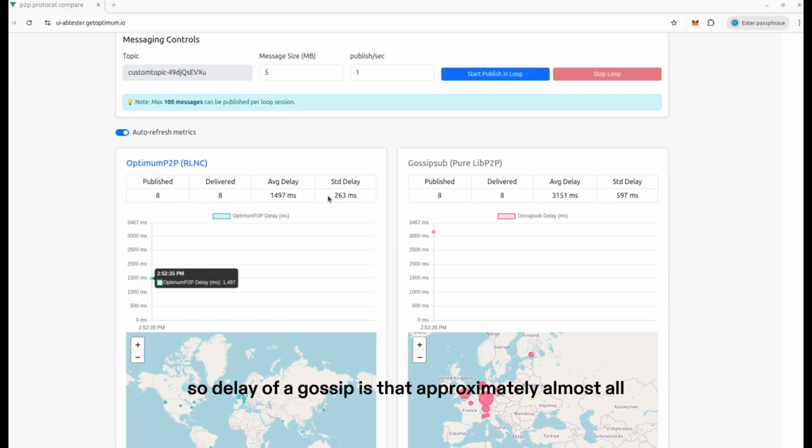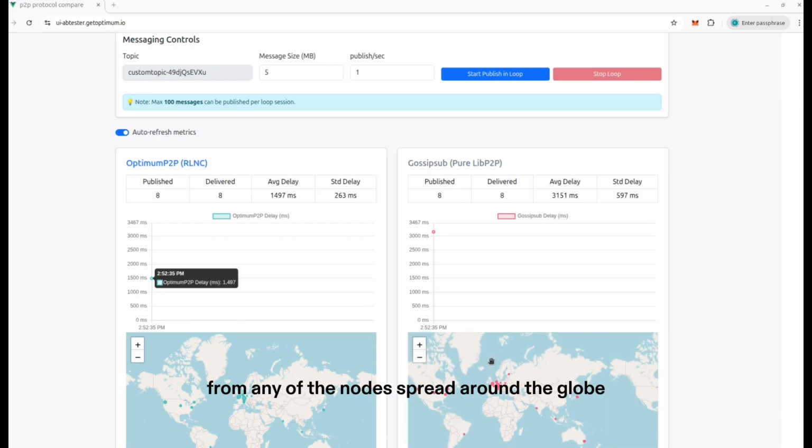The delay of a gossip is the time until approximately all, in this case 95%, of the nodes receive the message that was published. In this experiment, we publish the same message to both networks, to a randomly picked node. Each message will originate from a randomly picked node from any of the nodes spread around the globe. So let's start with this.